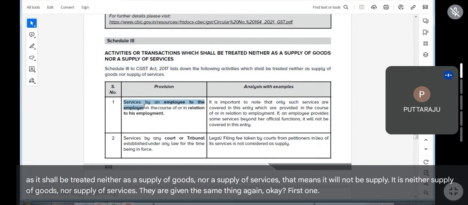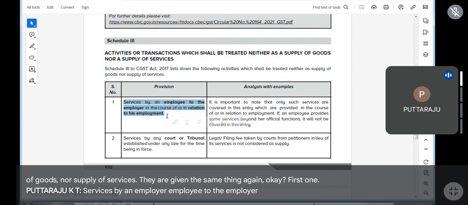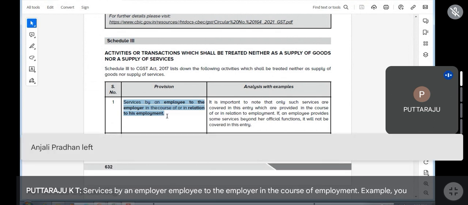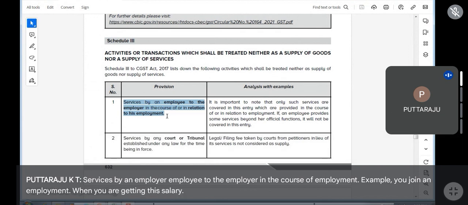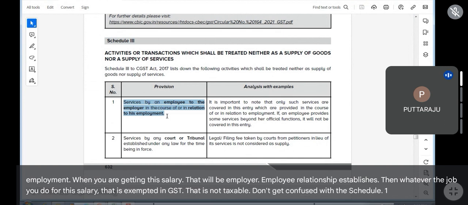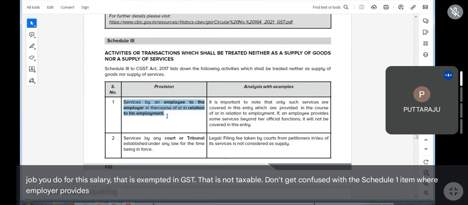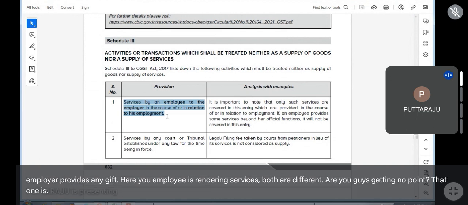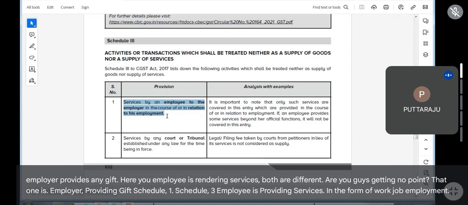First one, services by an employee to the employer in the course of employment. Example, you join an employment. When you are getting the salary, the employer-employee relationship is established. Whatever job you do for the salary, that is not taxable in GST. Don't get confused with the Schedule 1 item where the employer provides any gift. Here, the employee is rendering services in the form of work, job, employment. That is exempted.